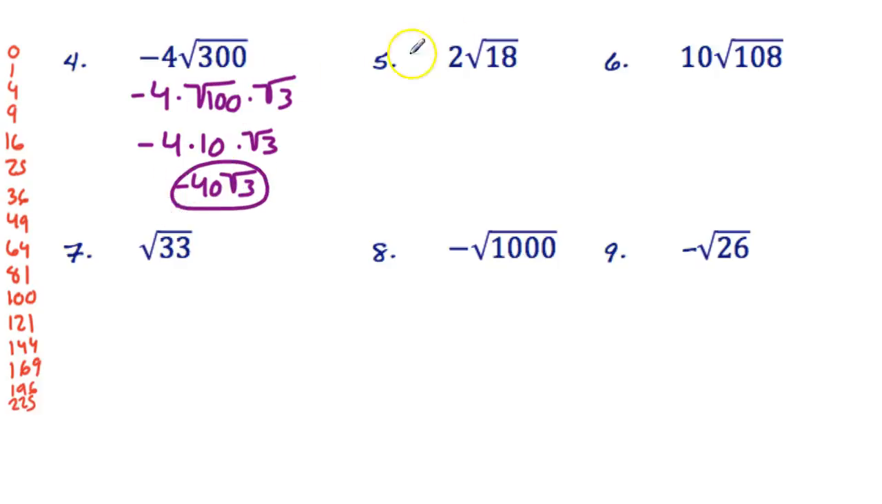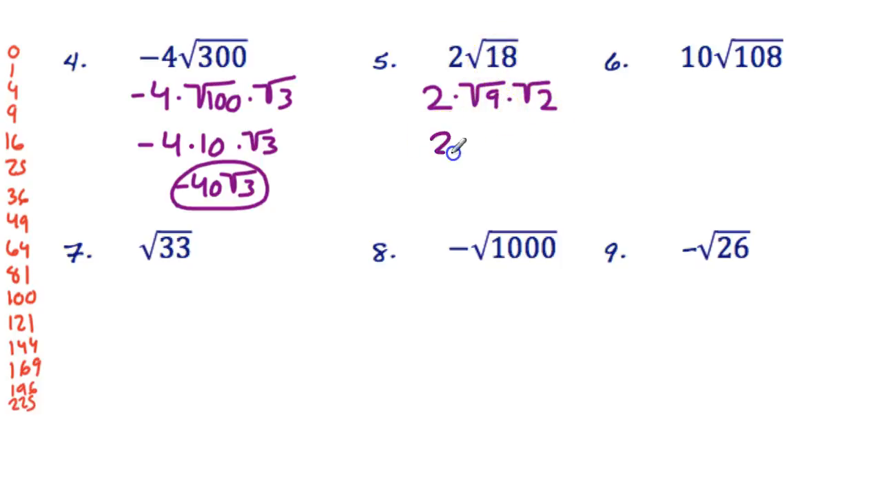Ba-bam, done. Over here we've got 2 square root 18. So 18, where's that fall on this number line? Well, boom, boom, boom, boom, boom, up between 16 and 25, right? So can 16 be divided into 18? No. How about 9? Yes, it can. 9 times 2 is 18. So this becomes 2 times the square root of 9 times the square root of 2.